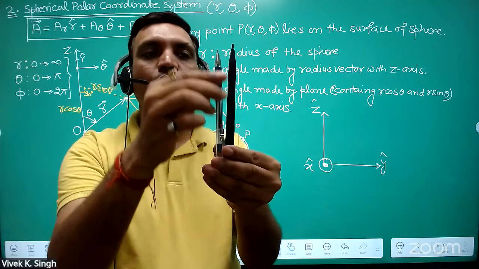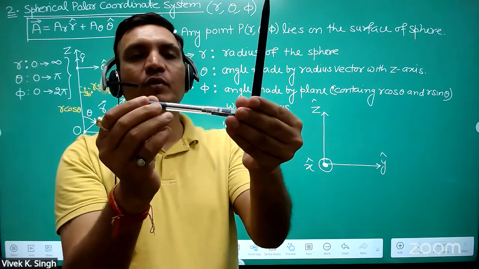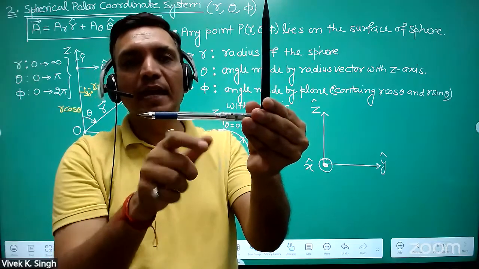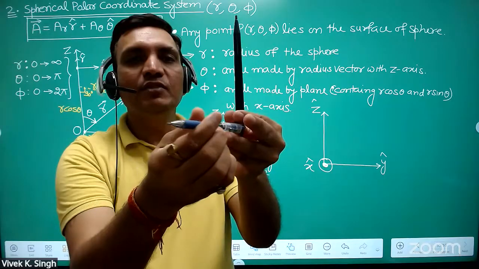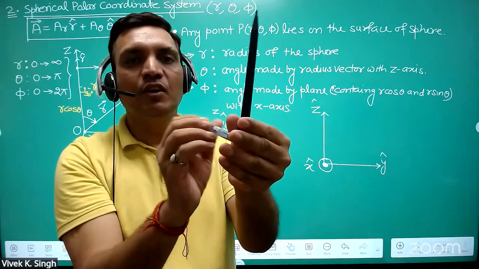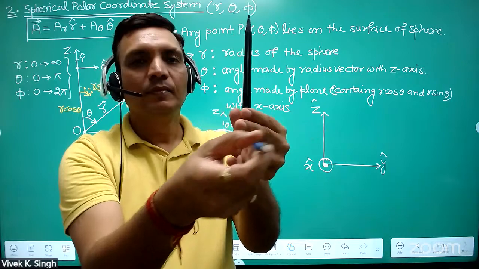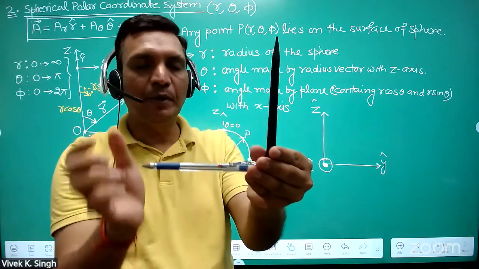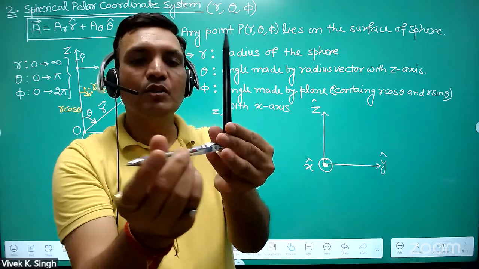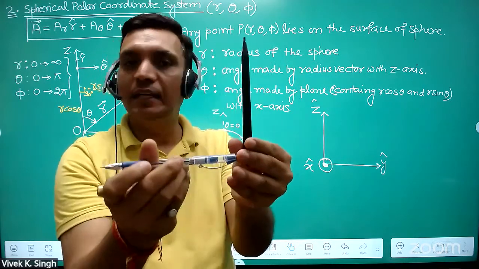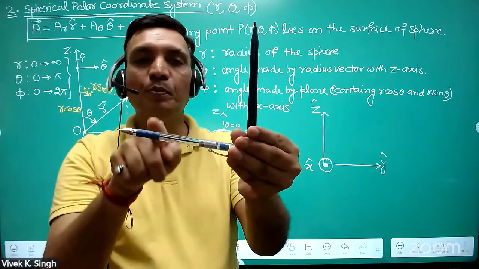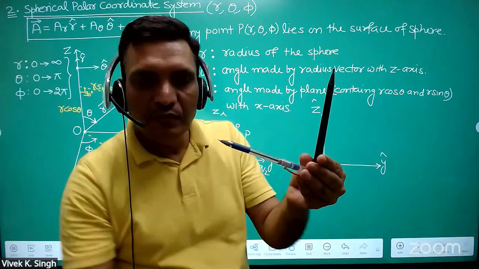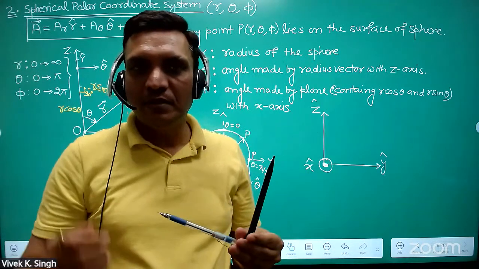But now when this point P is in the xy plane, what will be the angle? Now this radius vector is in the xy plane, so it is 90. If you rotate the radius vector in the xy plane, will theta change or not? No, sir. So from 0 to pi by 2, you can cover the upper hemisphere. In the same way, pi by 2 to pi, you will cover the lower hemisphere.